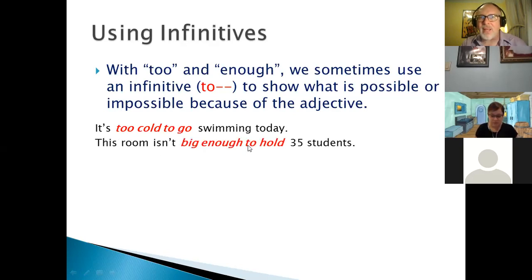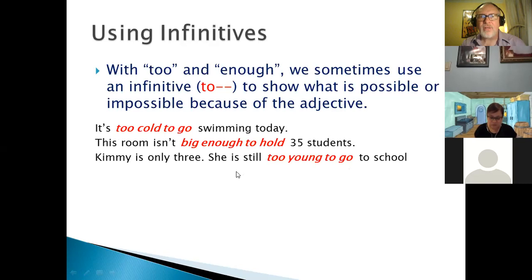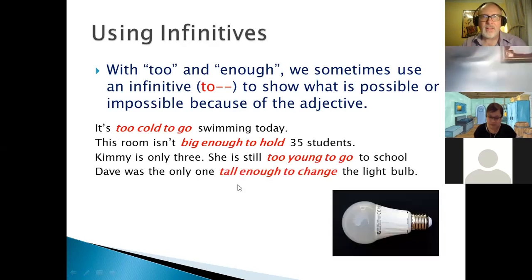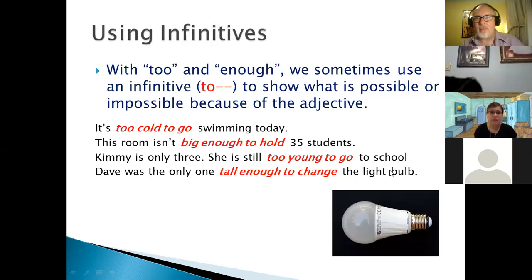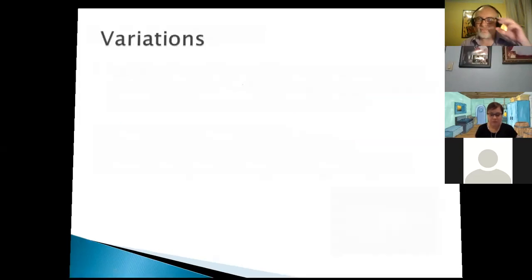This room isn't big enough to hold 35 students. Kimmy is only 3. She is still too young to go to school. Dave was the only one tall enough to change the light bulb. So with too and enough, we want to use that infinitive to show the cause and effect. Okay?